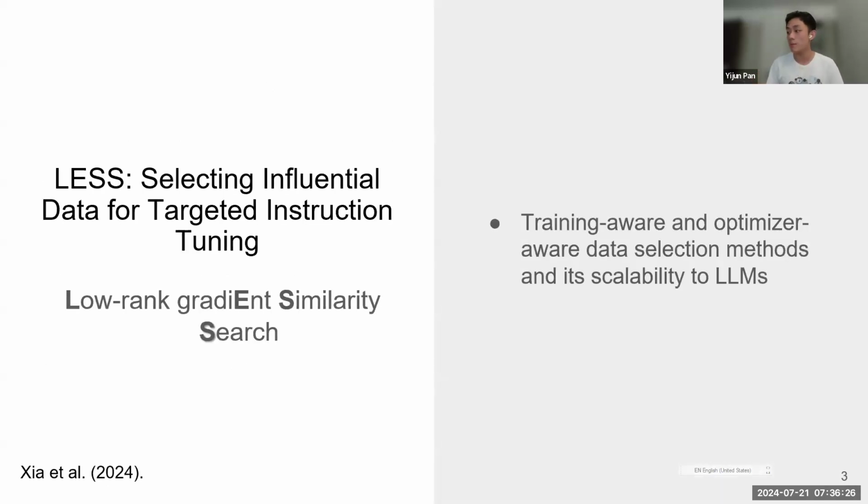The first paper I am going to focus on is LESS, selecting influential data for targeted instruction fine-tuning, presented by Xia et al. Here, LESS means low-rank gradient similarity search. This paper mainly addresses the problem of incorporating training-aware and optimizer-aware data selection and how to scale these methods to large language models.